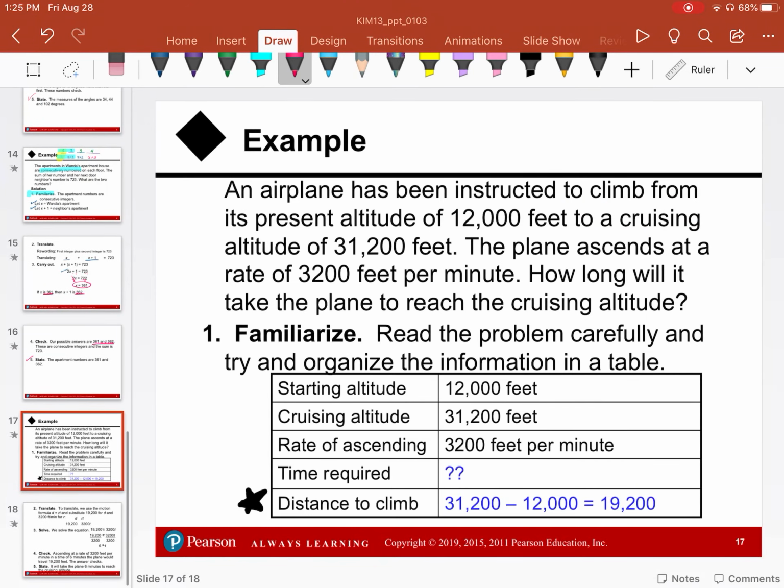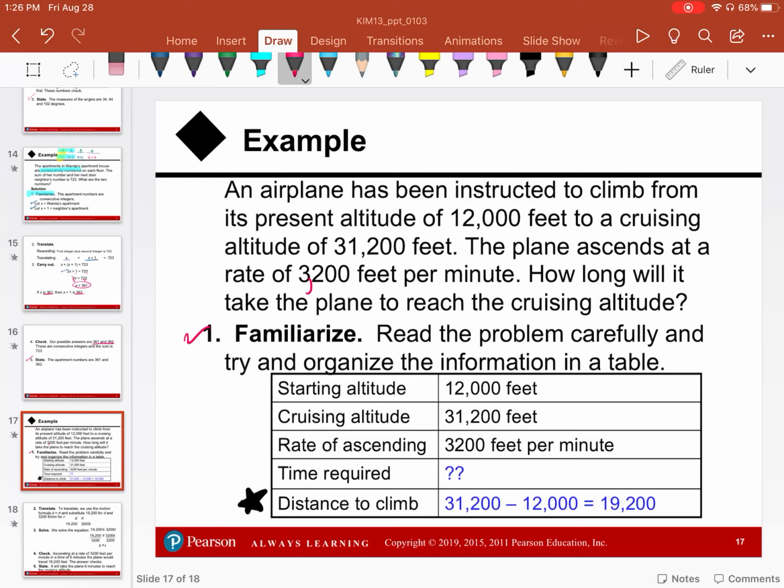Last example. An airplane has been instructed to climb from its present altitude of 12,000 feet to a cruising altitude of 31,200 feet. The plane ascends at a rate of 3,200 feet per minute. How long will it take for the plane to reach the cruising altitude? So let's start off by familiarizing ourselves with the information. So if you need to, read it a couple more times.